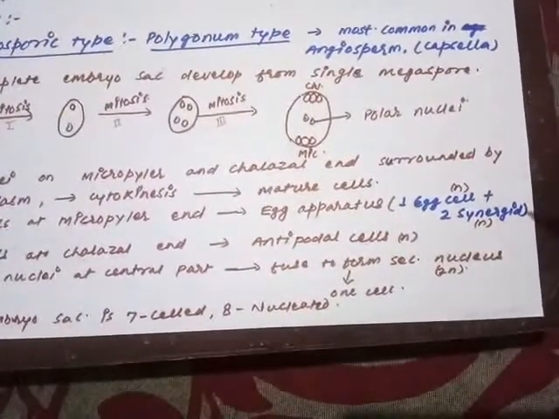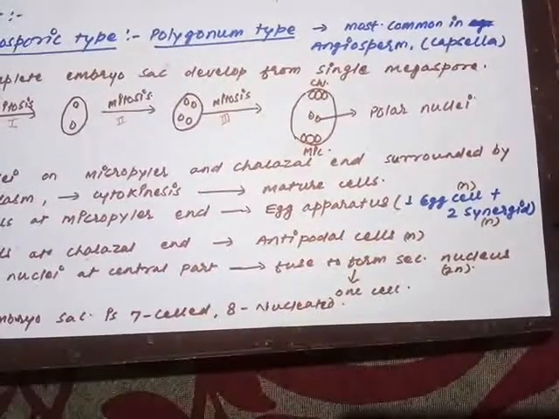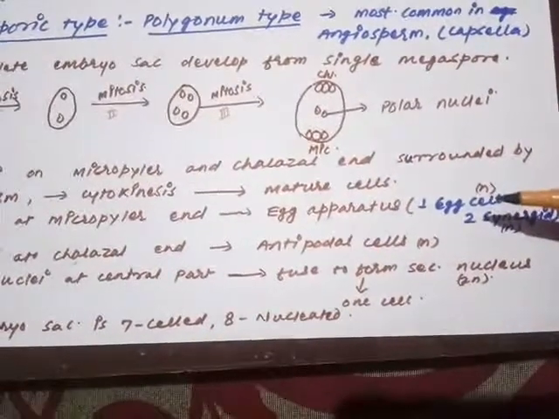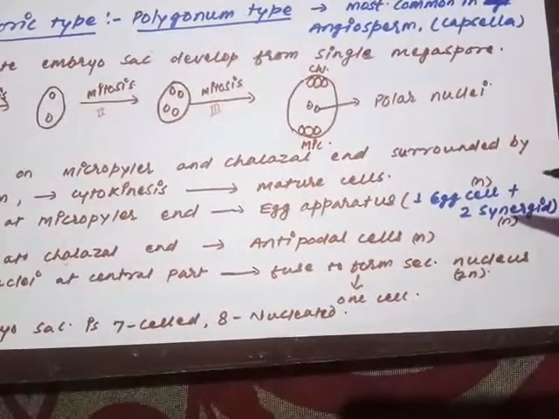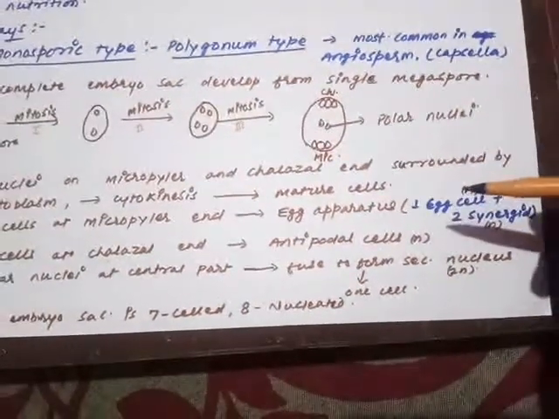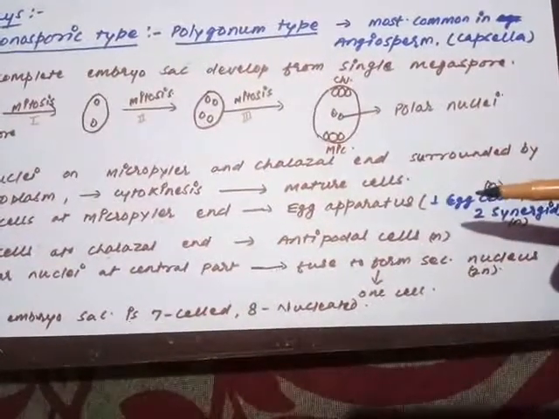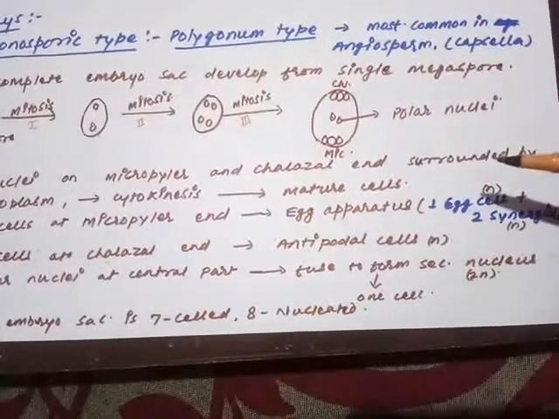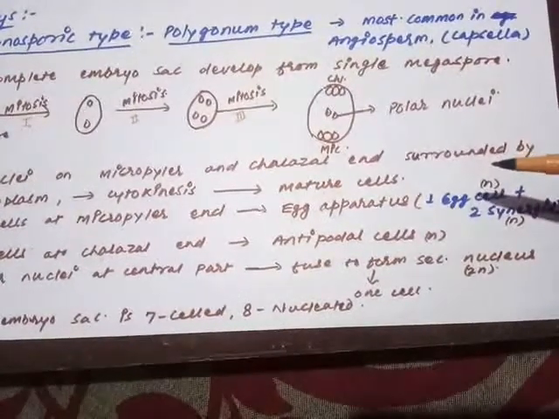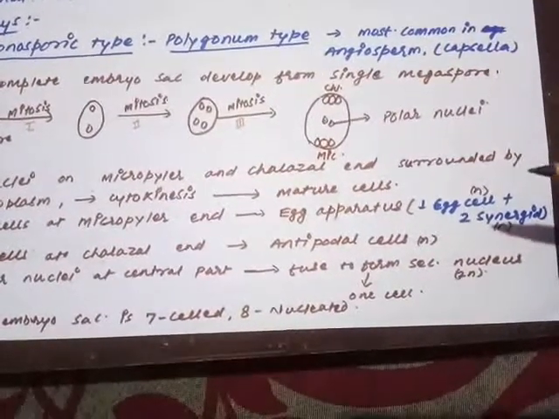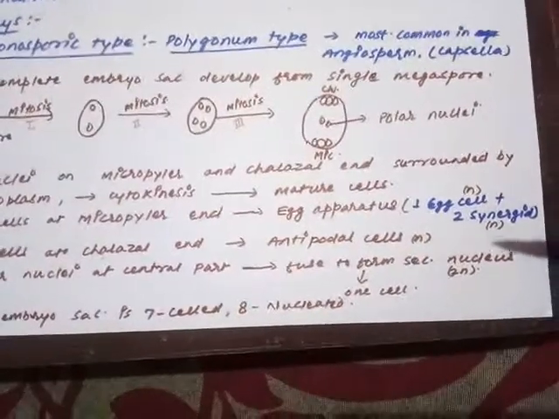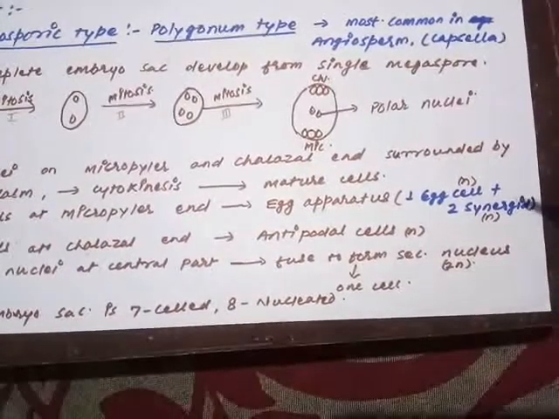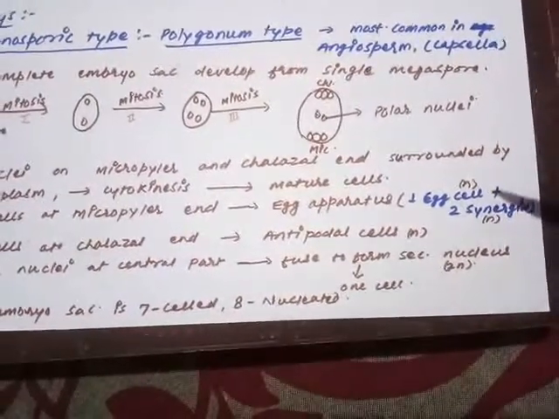The cell which enlarges in size and appears different from the other cells works as the egg cell. My dear students, the target of the topic is to produce the egg cell. Now the egg cell is produced. Out of these 3 cells, one cell enlarges and is considered the egg cell, and the rest of the 2 cells are called synergid cells. In the egg apparatus, 1 egg cell and 2 synergid cells are present. I think it is clear to you all.